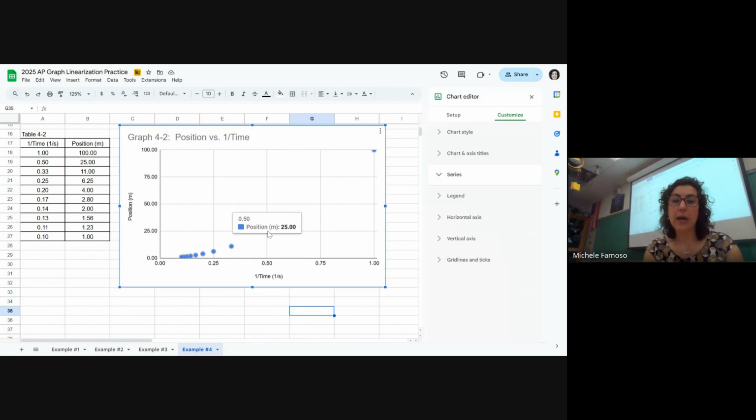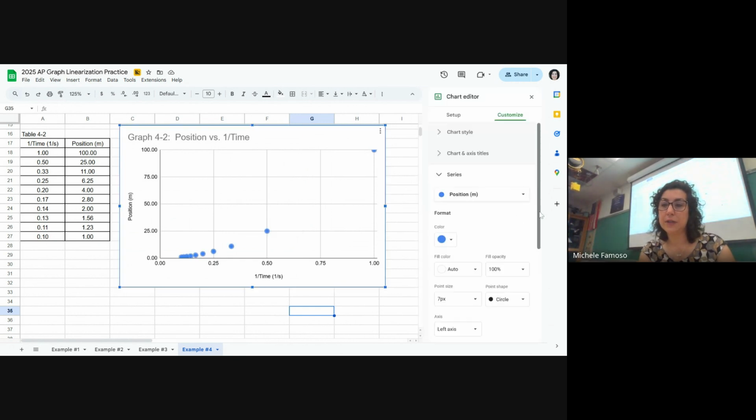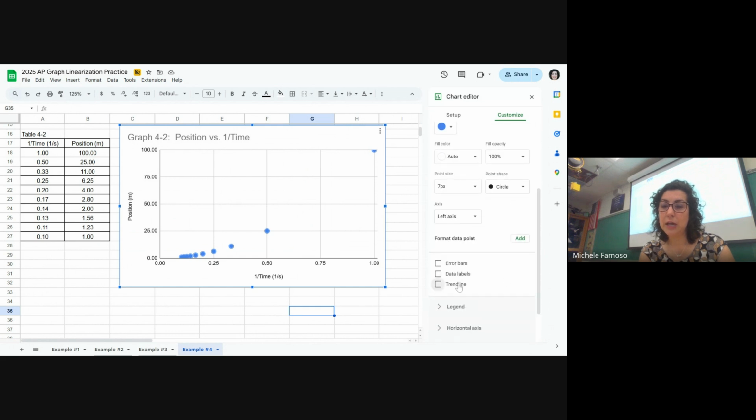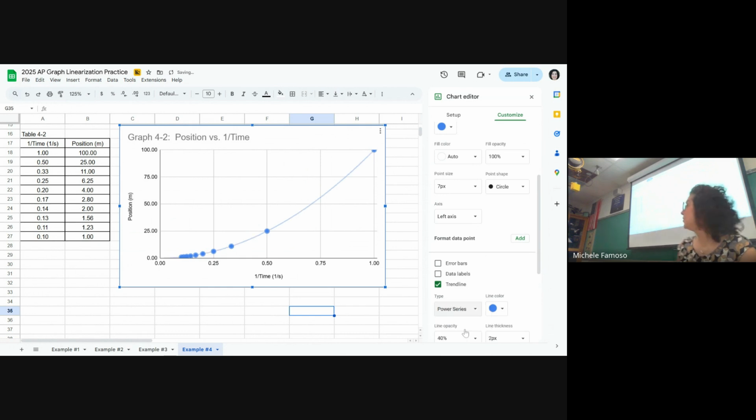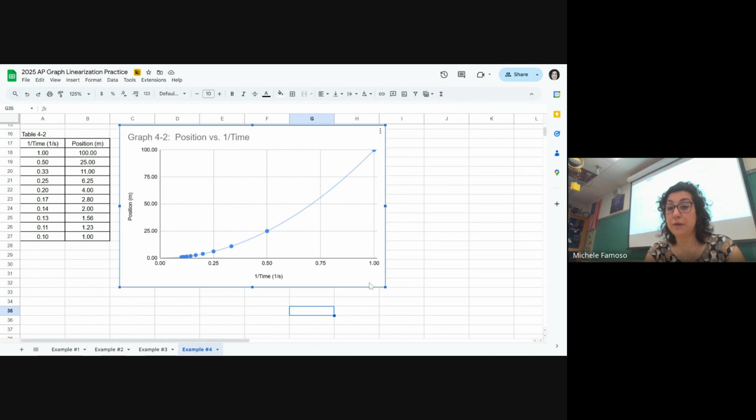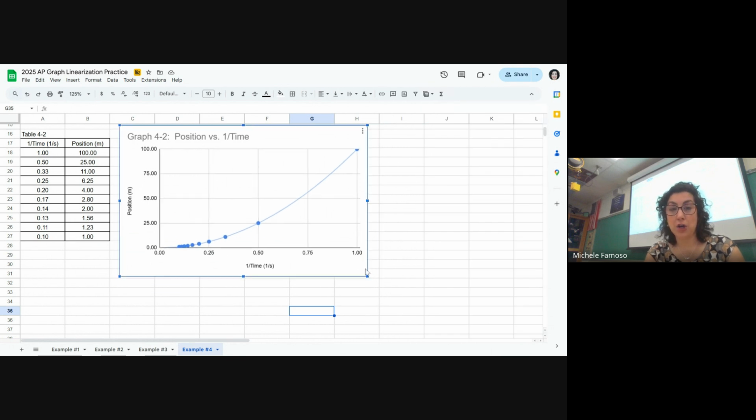So let's go ahead and add that trend line under the series submenu in the chart editor. See, linear is no good at all. Nothing is really on that line. So we're going to try power series next. That's what we try to do. Yeah, and power series is a great fit. But again, this is not going to be our final graph because I have a curve. So I don't want a curve.